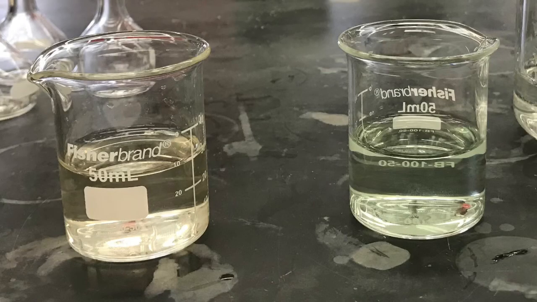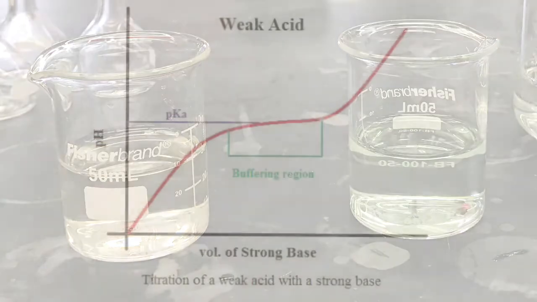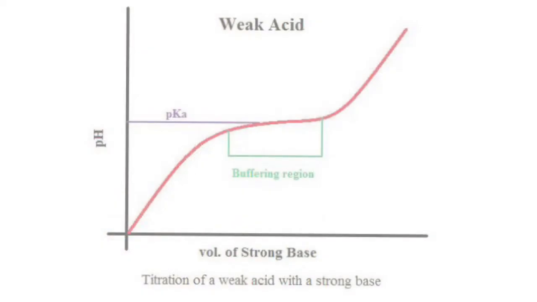A buffer is a solution that resists pH changes. It is created from a weak acid and its salt, or a weak base and its salt. Titrating a weak acid with sodium hydroxide produces its conjugate base pair that prevents the pH of a solution from changing. When a strong base, such as sodium hydroxide, is added to the buffer, the acetic acid reacts with and consumes the excess hydroxide ion.